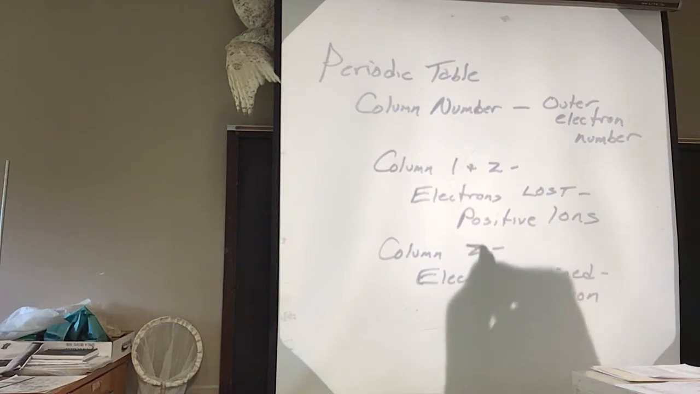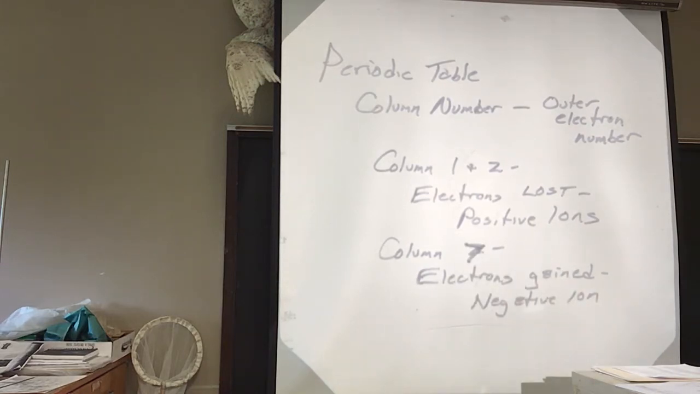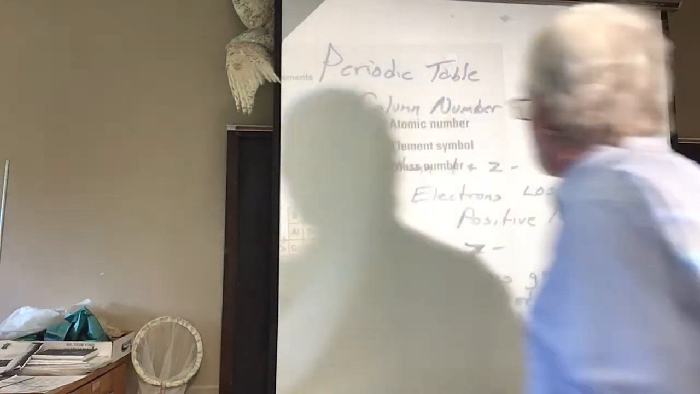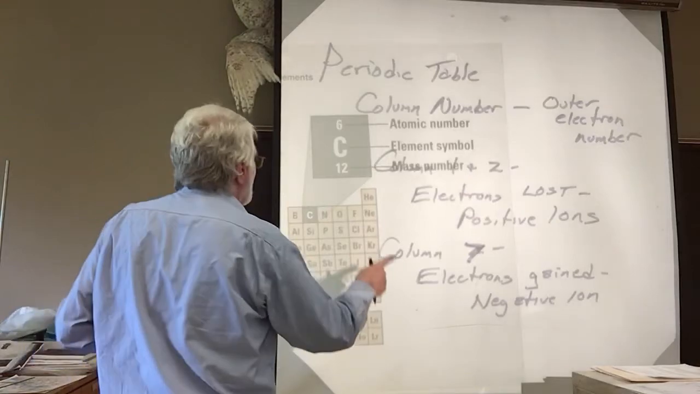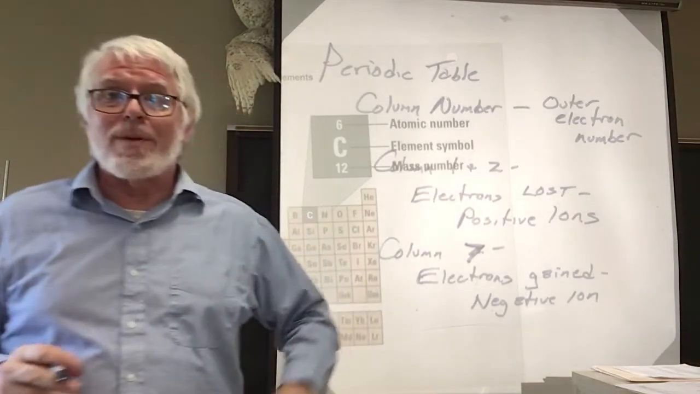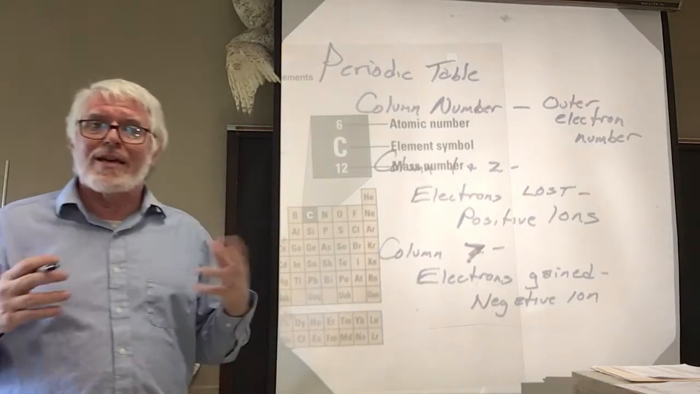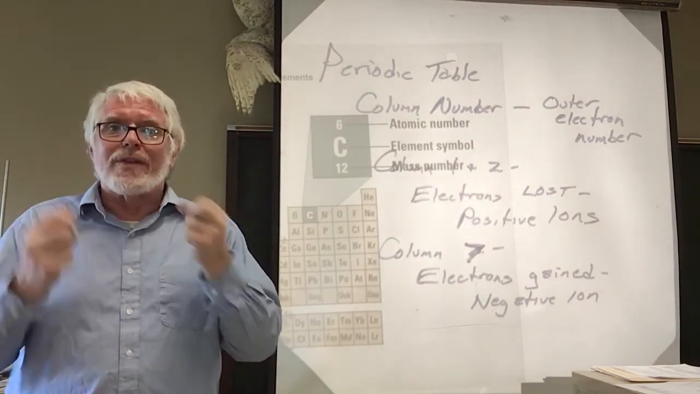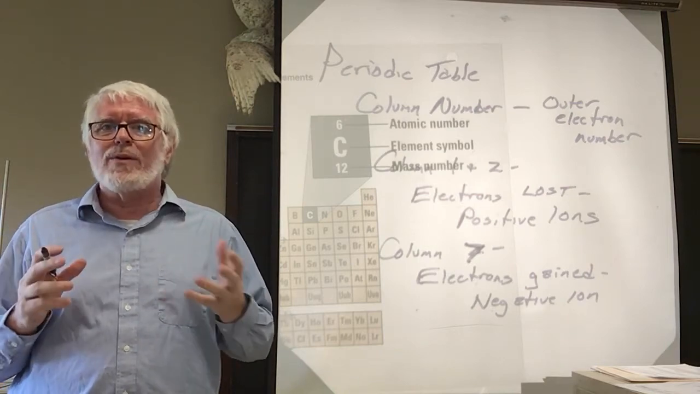Oops, that's supposed to be a 7. Column 7, 1 shy of being full. So these things will grab electrons from all over the place. So they can be in their uncharged form. When they're not quite full, they want to grab stuff. They are very reactive.